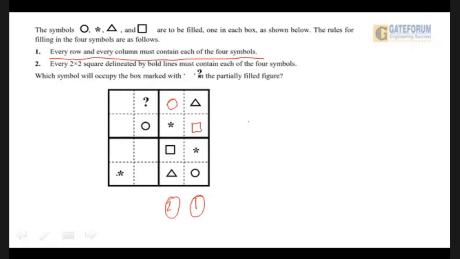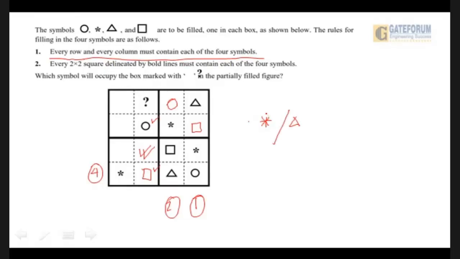Okay, fine. Now let us look at this one. Column number 4, or rather row number 4. My apologies. Row number 4. What is missing? See, only the square is missing. So I promptly put in the square. Now, let us look at this. What can be this? Well, the square is present, the circle is present. So this can either be the star or be the triangle, right?